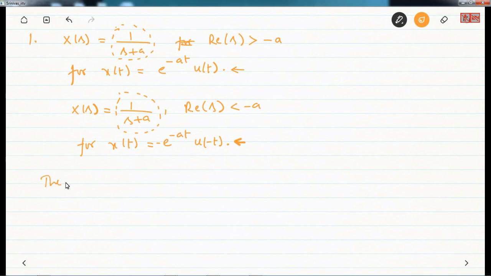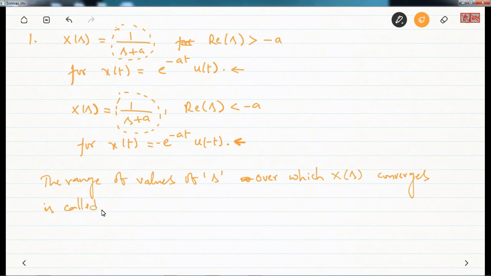So the range of values of s over which x of s converges is called the region of convergence.